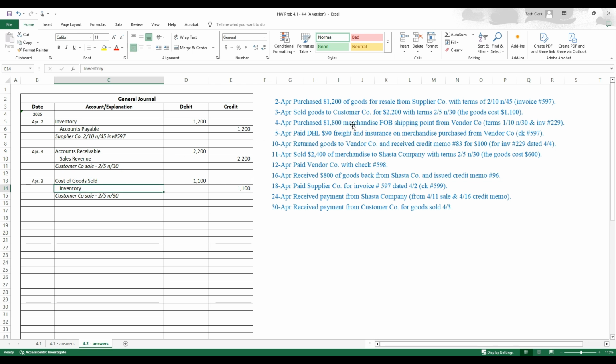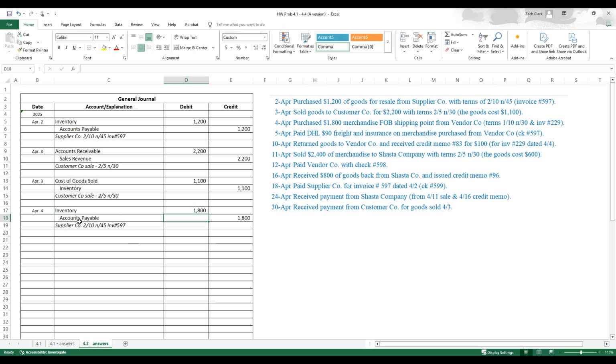Okay, on April 4th, we purchased $1,800 of merchandise, and this one tells us it's purchased FOB shipping point and from Vendor Co. with certain terms. And let's see, anything else to note here? No, okay, that's about it. So I'm going to steal this journal entry above. Step 1 is we just look to see that we have a normal purchase of inventory and accounts payable kind of transaction going on.